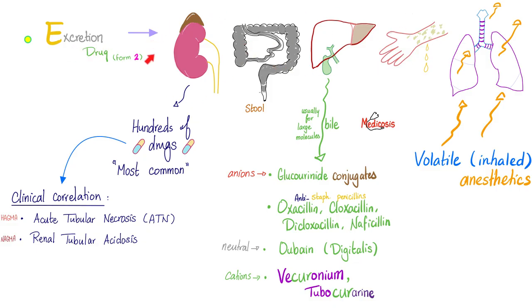But what's the most common one? The kidney. Tons of drugs end up in the kidney, and that's why many of them can damage the kidney, causing acute tubular necrosis or renal tubular acidosis. Acute tubular necrosis causes HAGMA, but renal tubular acidosis causes NAGMA. More on that in the acid-base course on my website.